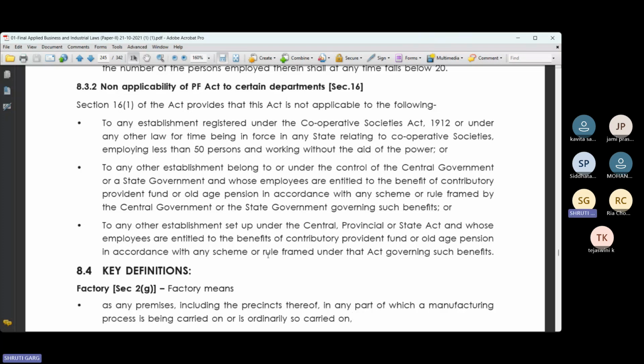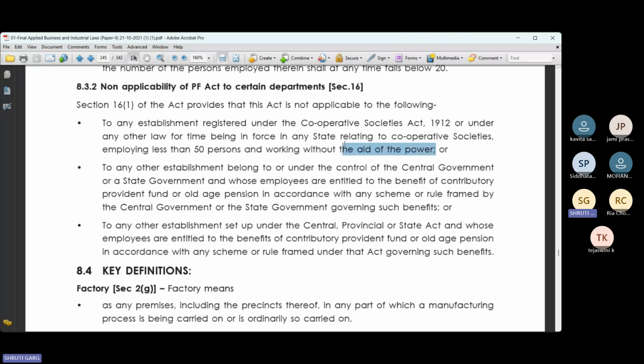So what departments are there where this Act is not applicable? Number 1, any establishment which is registered under the Cooperative Societies Act 1912 or under any other law for the time being in force in any state relating to cooperative societies, where employment is less than 50 persons and working without the aid of power.